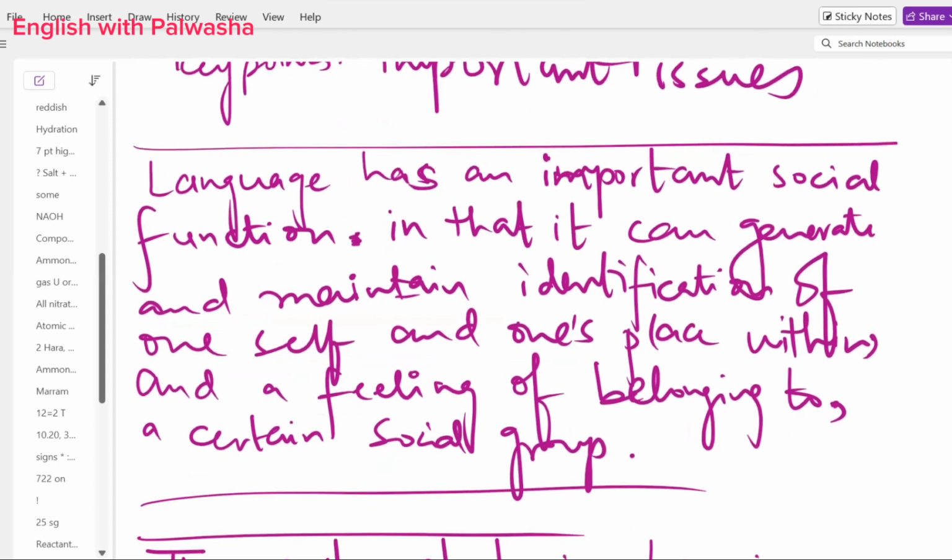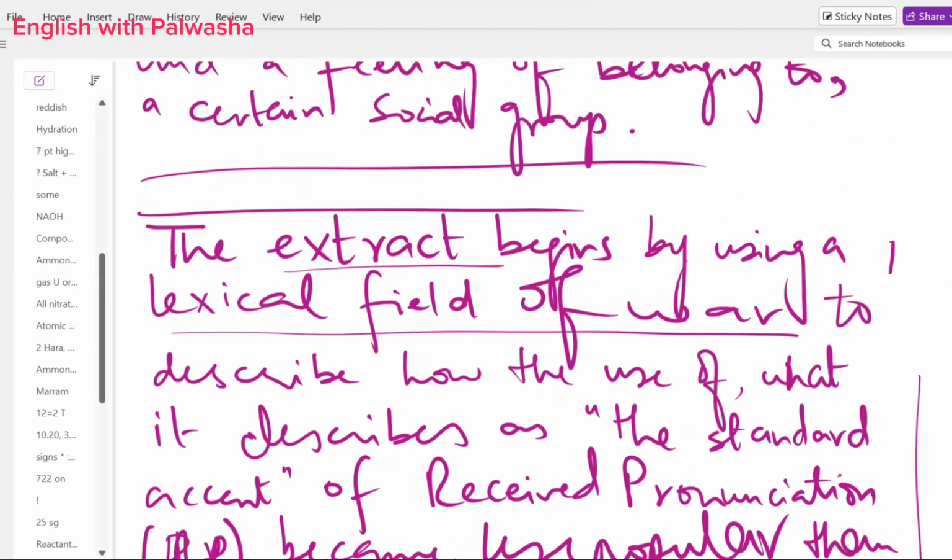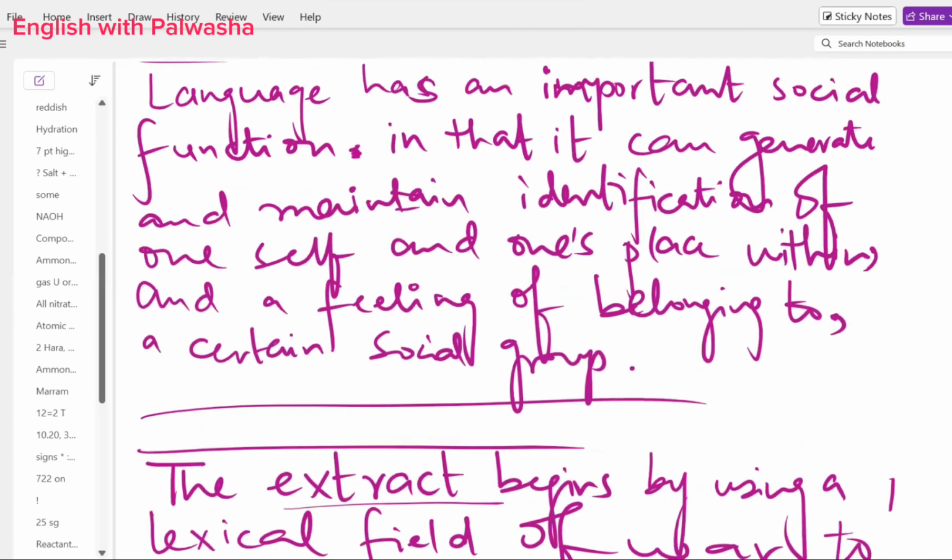Miss, is it possible to use the same introduction in all the questions? In other papers, it varies. Sometimes they're talking about maintaining the identification of oneself, sometimes about social function, sometimes about any other function of the language. But it varies, though it goes with all of the introductions.